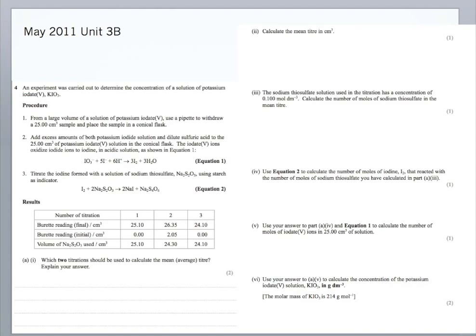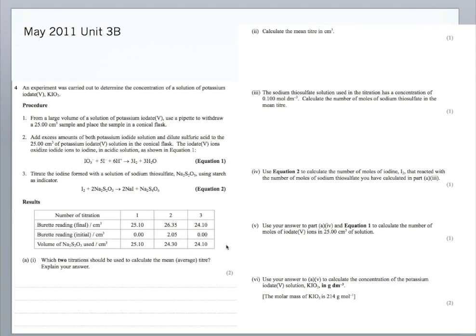So in this question, an experiment was carried out to determine the concentration of a solution of potassium iodate. So this is a titration. Again, I'm not going to read out the procedure. You can do that in your own time. We're given 2 equations, and here are the results. So we have 3 titrations. We have the initial reading and the final reading, and then you minus these 2 and you get your volume.